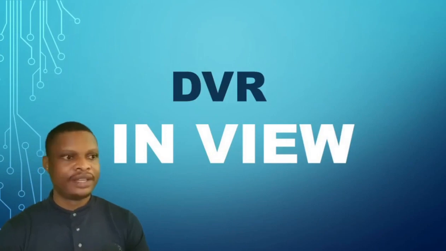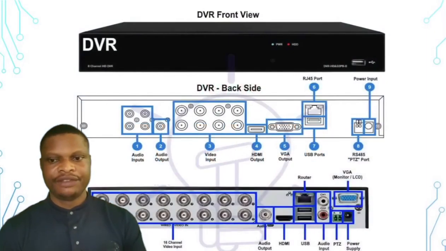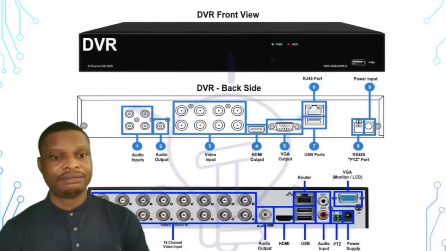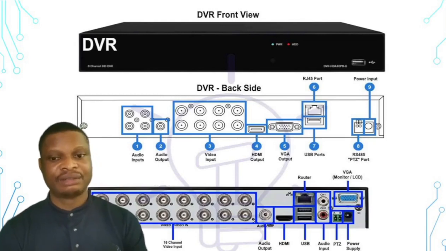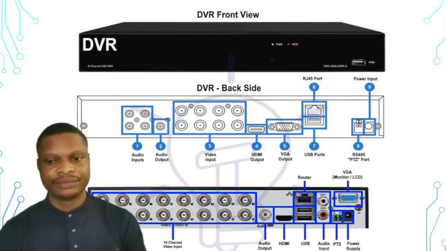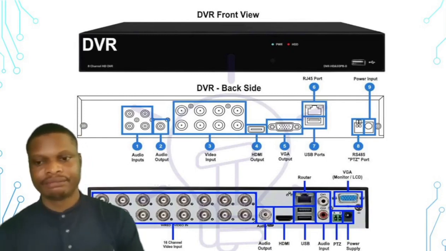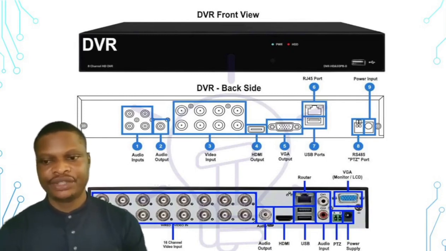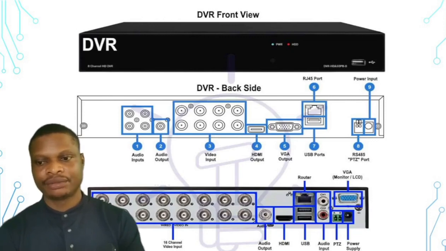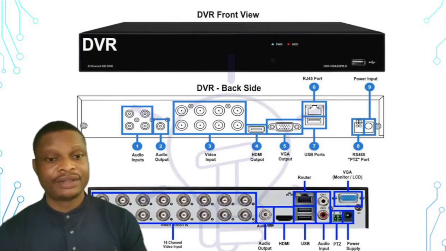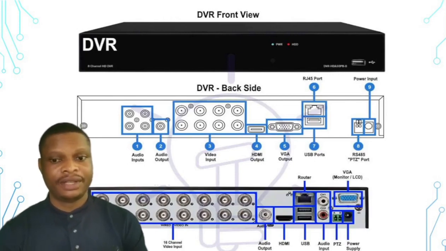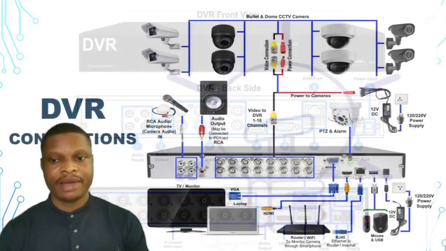The DVR in view. If you look at the DVR, you see the DVR front view. The DVR is digital video recorder. It has your audio input, video input, HDMI, VGA, USB port, PTZ port. That depends on the type of DVR you are buying. You check at the back.